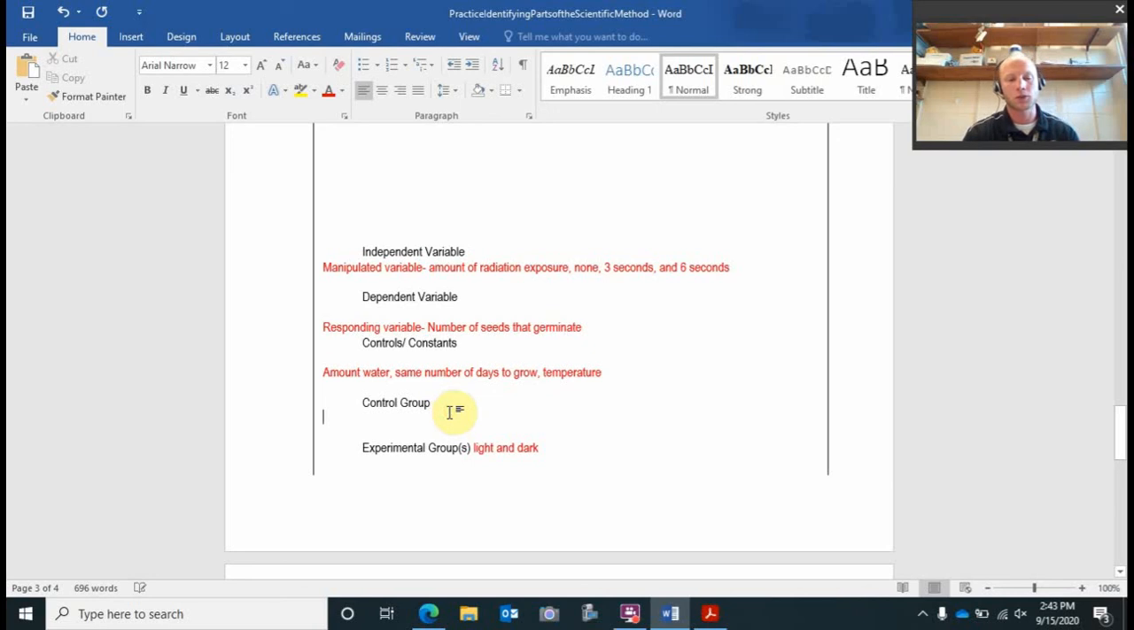Control group. So we do have a control group here now. This is the group that we're running the experiment against to see if anything was actually changed compared to the normal. So our control group here would actually be the non-microwave guys.